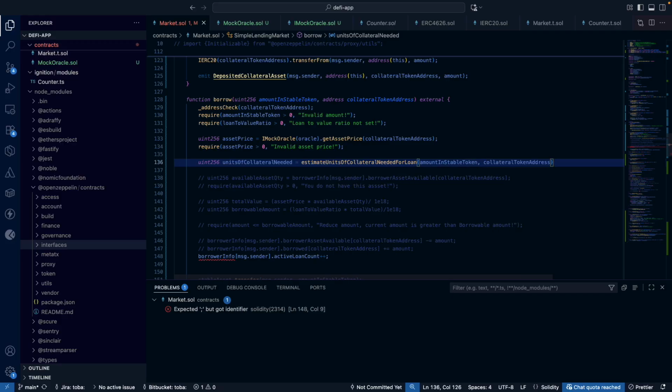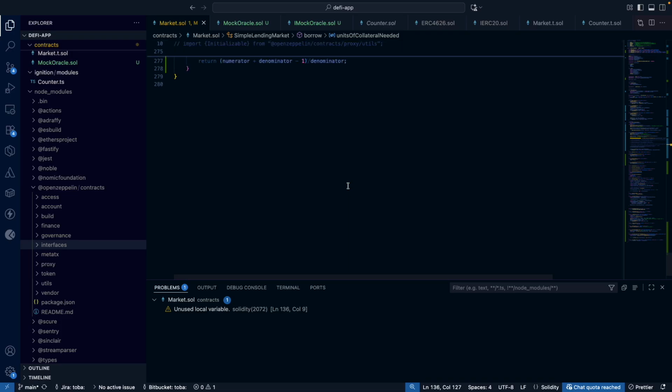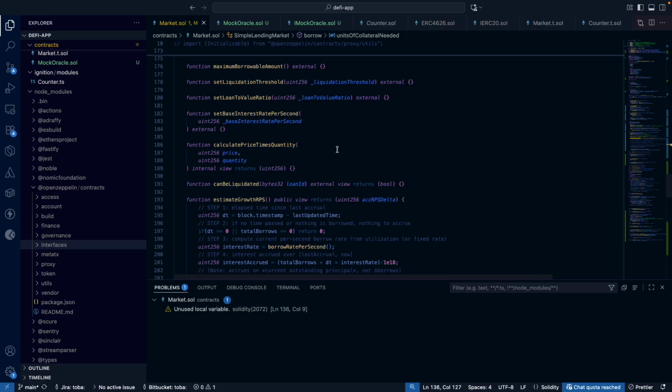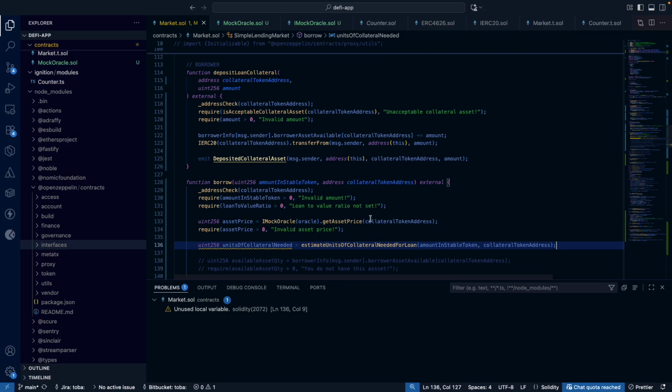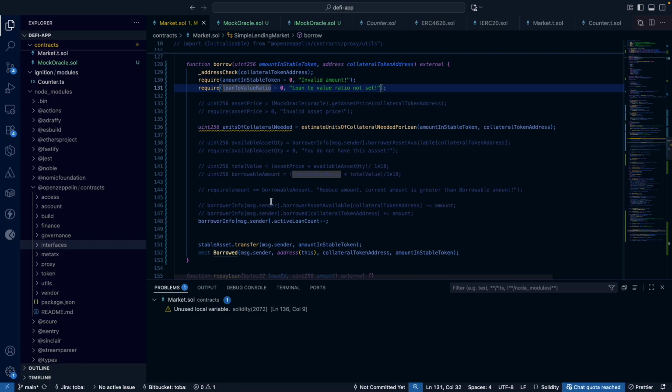Okay. All right. Good. I actually find that we do not need this anymore because we calculate this. We get the asset price internally, using this. Where is it? Okay, so we can maybe comment this out, and then when we're done, we'll probably delete it. So we have the units of collateral needed.